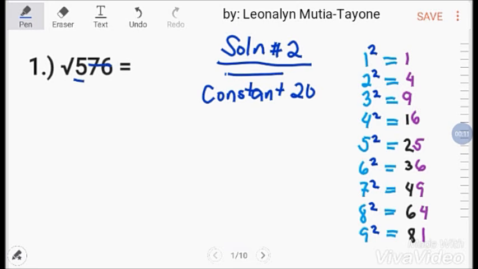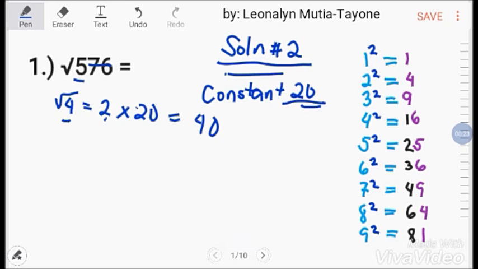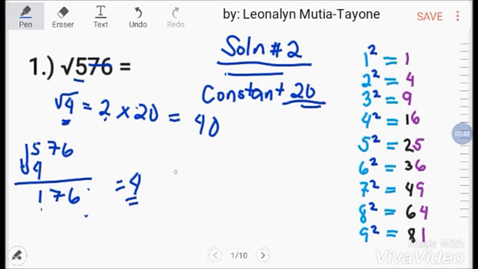Itong 5, square root ng 5, wala, so pababa tayo. Mayroon tayong square root of 4, which is 2. Itong 2, yan yung i-multiply natin ng 20, and that is 40. Ngayon, itong 4 naman, that is 576 minus, dito natin i-minus. So, that is 176. 176, i-divide mo ng 40, mag-estimate ka lang, and it is 4. So, yung 4 na yan, yan yung i-add natin, equals 44. Yan yung i-multiply natin ng 4, and it is 176.